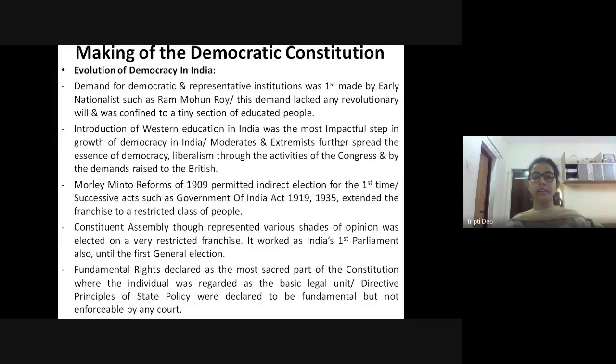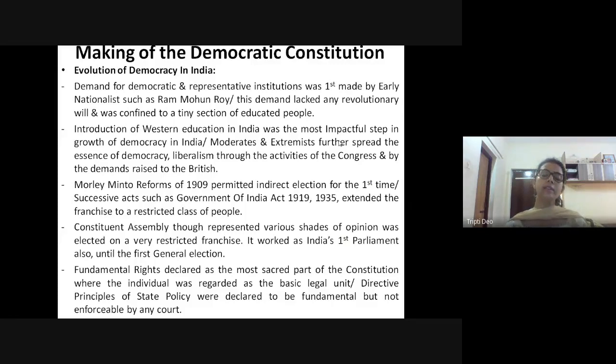Every individual in India can question the court of law if his or her fundamental right is under threat. So in this way, har ek insaan ek basic legal unit ban jata hai. Usme woh itni power hai ki woh court of law ko hila sakta hai, kyunki uske fundamental right jo hai us pe usko threat hai, us pe asar hua hai. Directive principles of state policy were declared to be fundamental but not enforceable by any court.